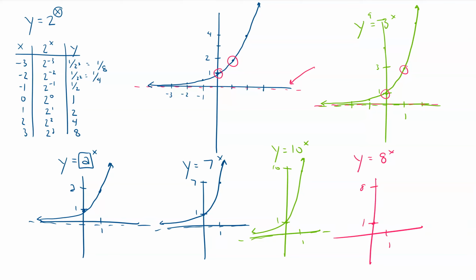Over 0, up 1, over 1, up 8. Whee! And there we go. That is the basic exponential quick sketch.